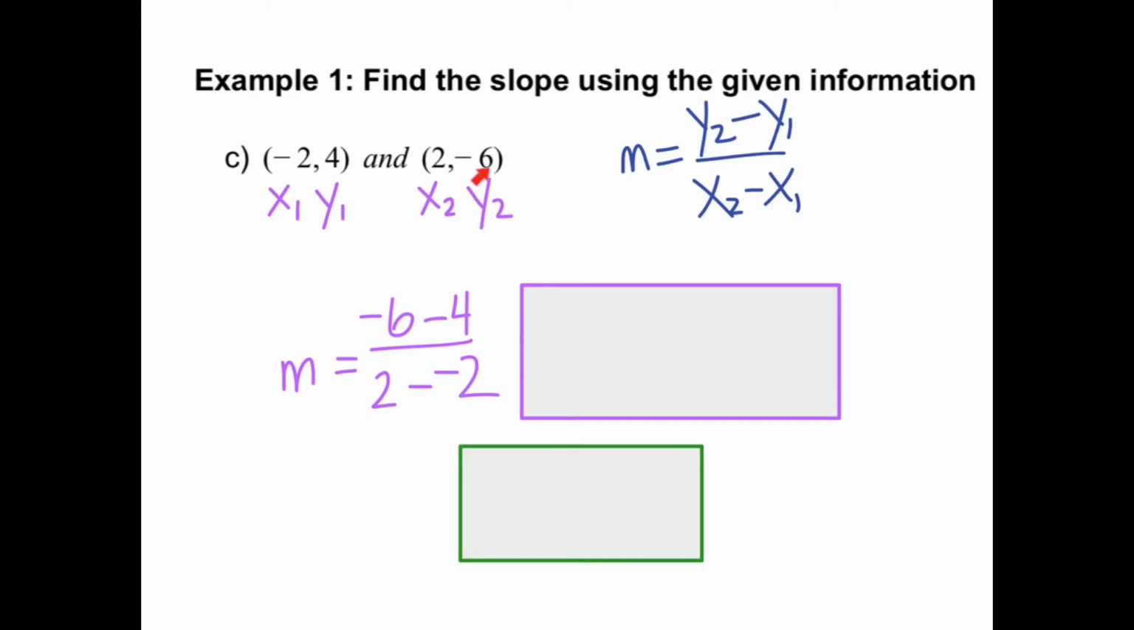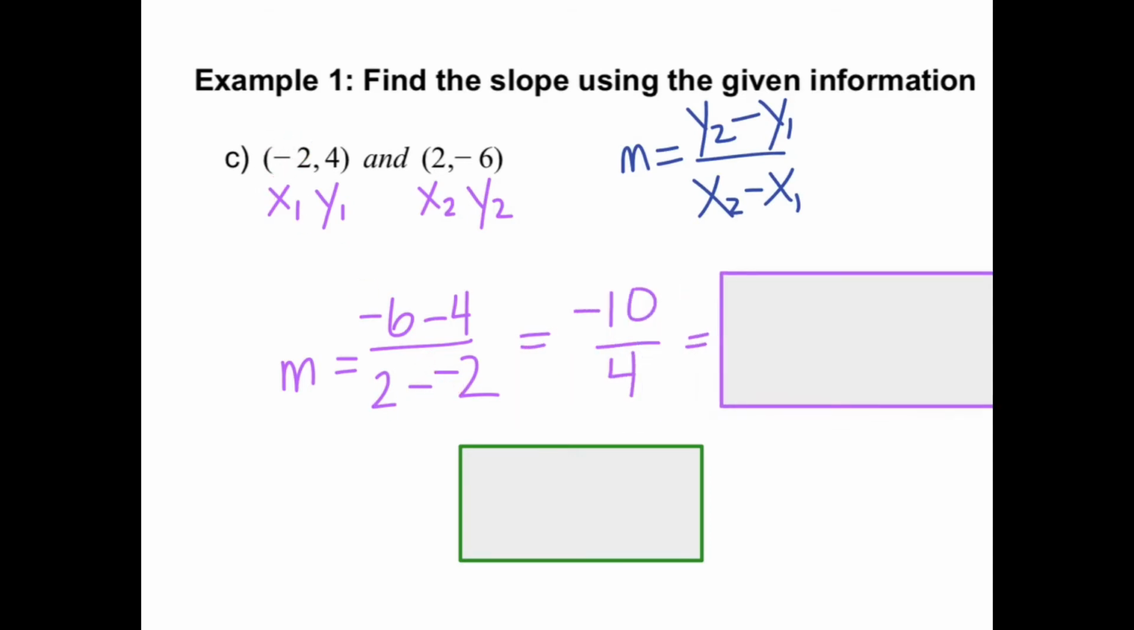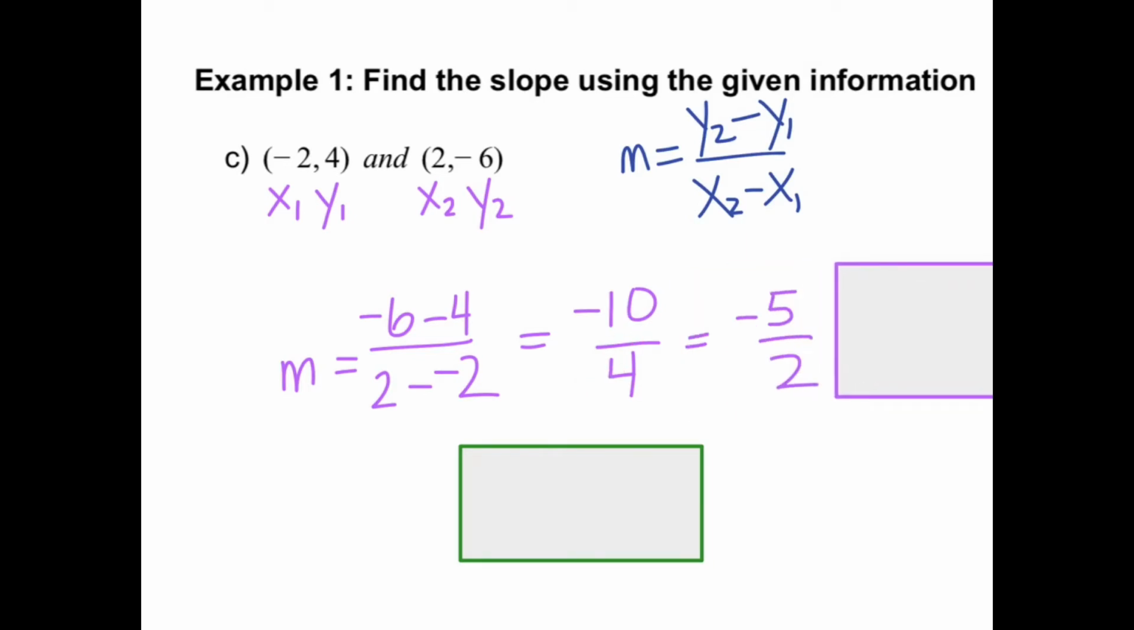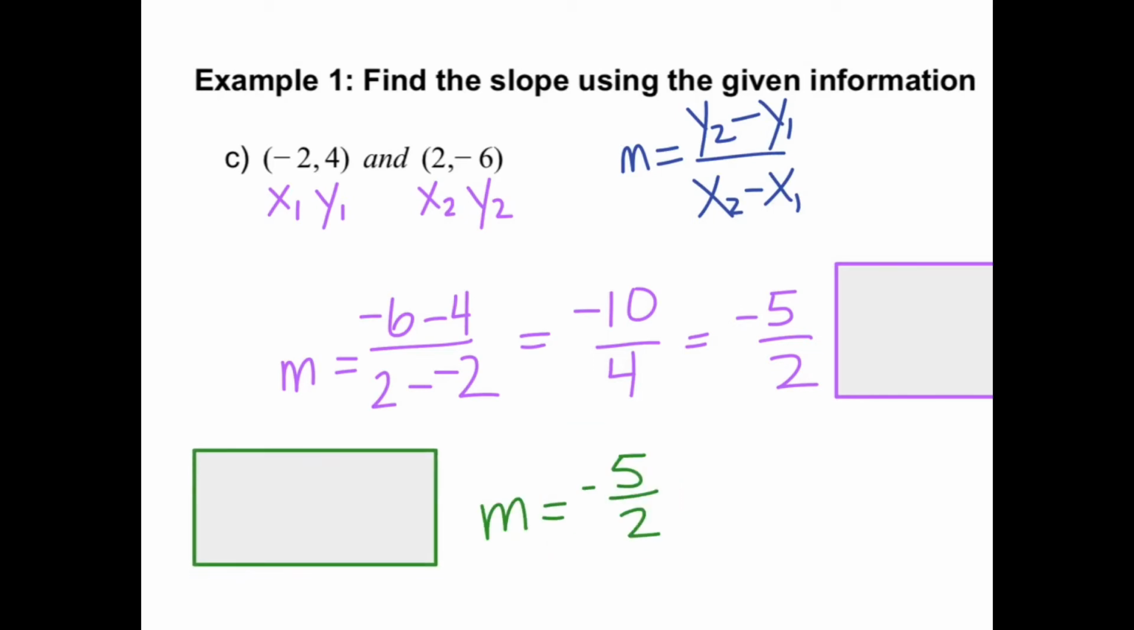So using the formula, y2 is -6 minus y1, which is +4, so -6 minus 4. x2 is 2 minus x1, which is -2, so 2 minus -2. Using your calculator preferably, so we're not making little arithmetic mistakes, we should get -10 over 4, which simplifies into -5/2. So our final answer is that m equals -5/2.